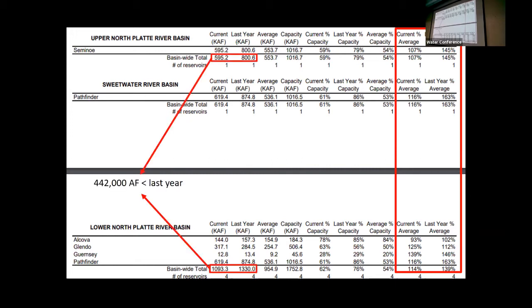If we compare the actual current storage with last year's storage, we find that there's 442,000 acre feet less water in those reservoirs than there was last year. That's equivalent to almost 16 feet in Lake McConaughey. So although there's a lot less water in storage this year than last year, the storage is still above average for all these reservoirs. So that's the good news.